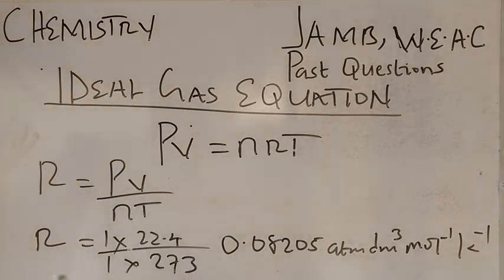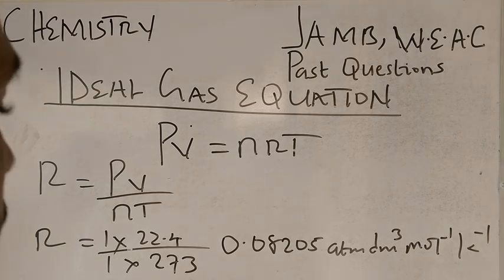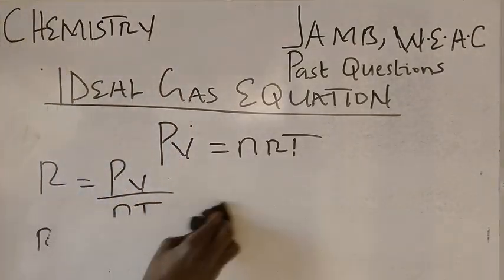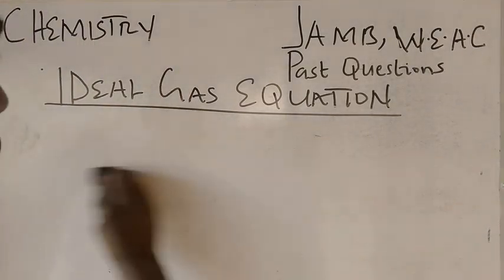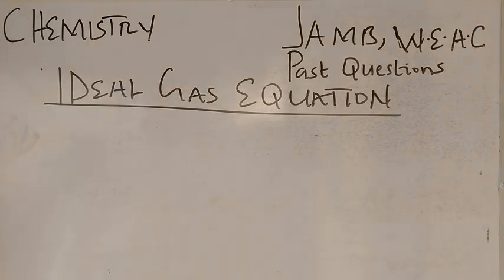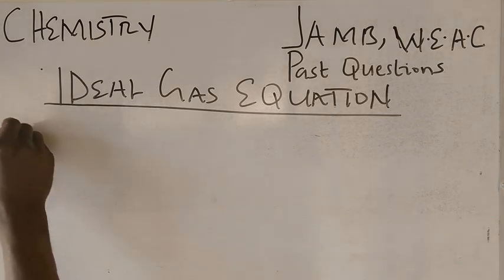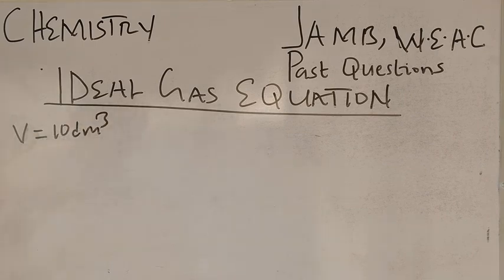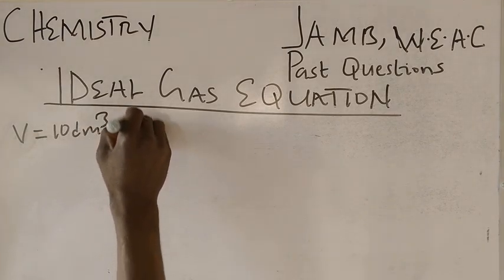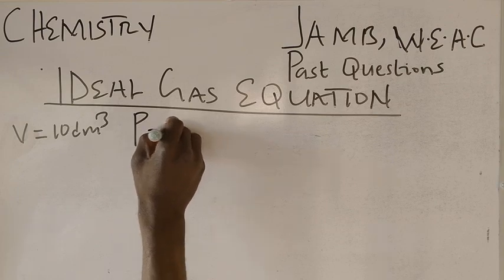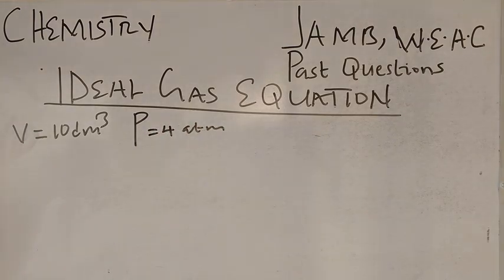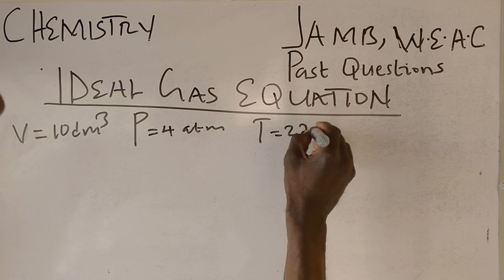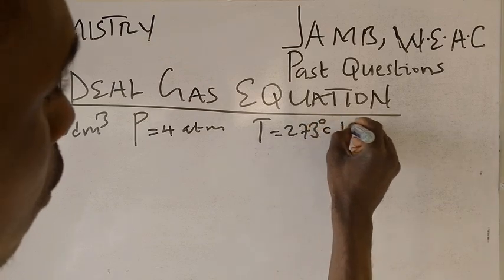Since we have the value of R now, we can move ahead to solve the question that was given to us. In the question, the volume V is equal to 10 dm cube, our pressure is 4 atm, and our temperature T is 273 degrees Celsius.